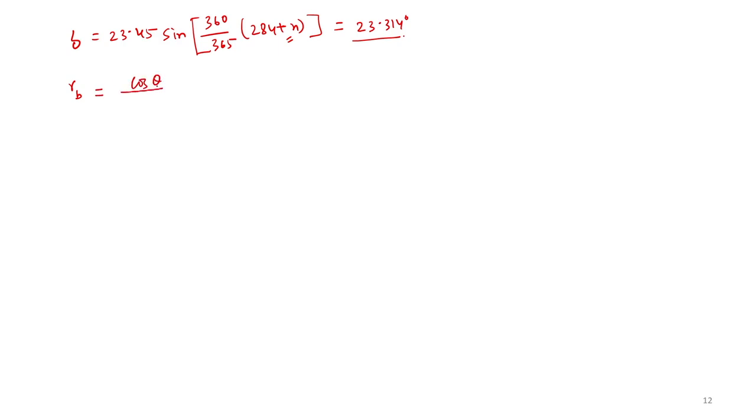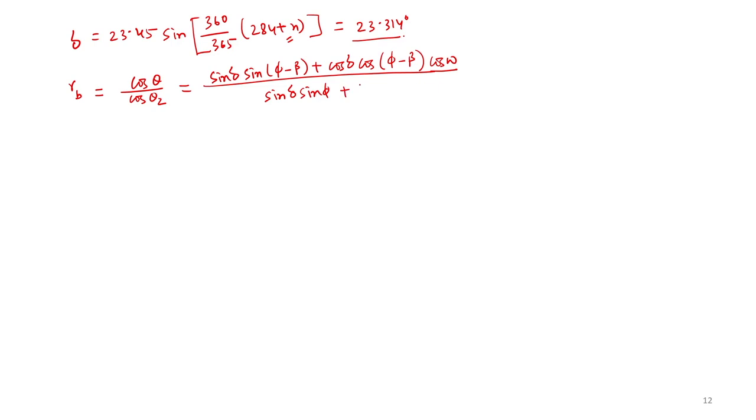And we can find out the tilt factor for beam radiation. It is cos theta by cos theta z, and this can be expressed as sine of delta sine of (phi minus beta) plus cos of delta, cos of (phi minus beta), cos of omega, divided by sine of delta sine of phi plus cos of delta cos of phi cos of omega, right. So all the values are known to us, delta, phi, beta. If you substitute here, we can find the value of RB.